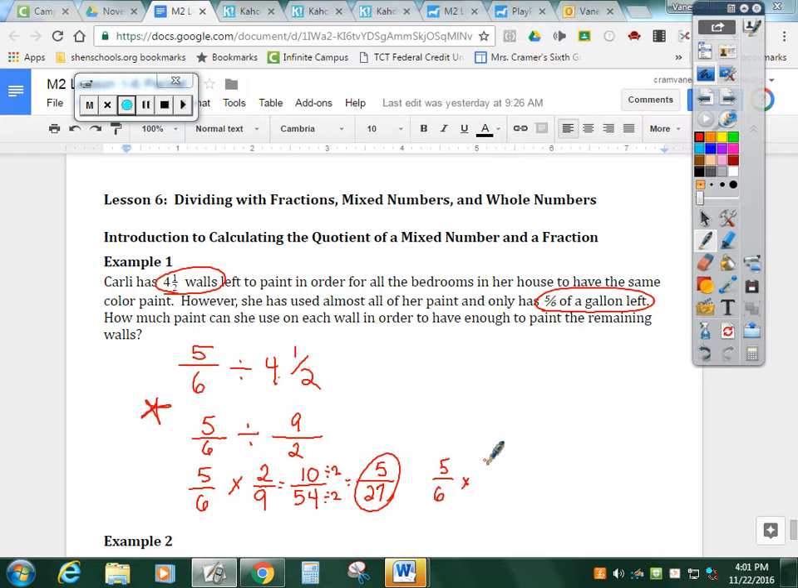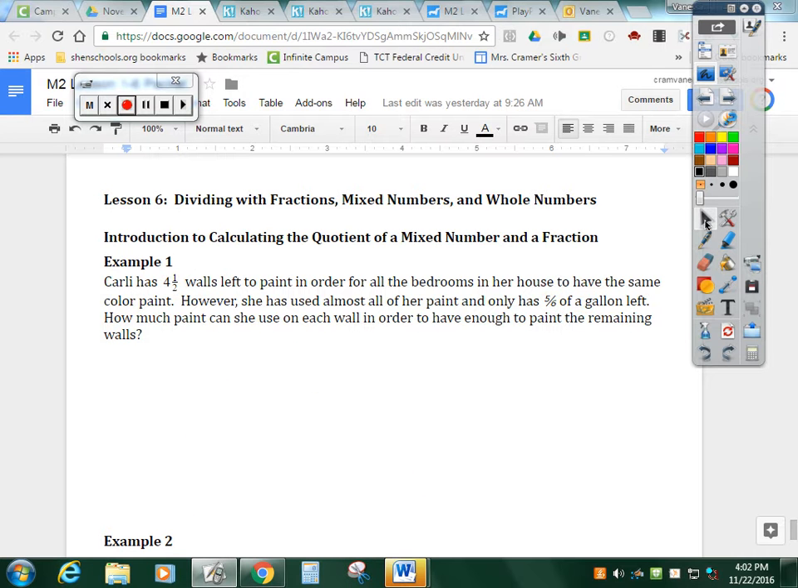You can also simplify before using a process called cross simplification. Okay, when we look across here, 5 and 9 cannot be simplified. When we look across here, 2 and 6 can be simplified. They can both be divided by 2. 2 divided by 2 is 1. 6 divided by 2 is 3. Okay, now we can multiply numerators, multiply denominators. 5 times 1 is 5. 3 times 9 is 27. So whether you think it's easier to simplify at the end or to simplify in the beginning of the problem, that's really your choice. Let's do 2 more examples from class today.